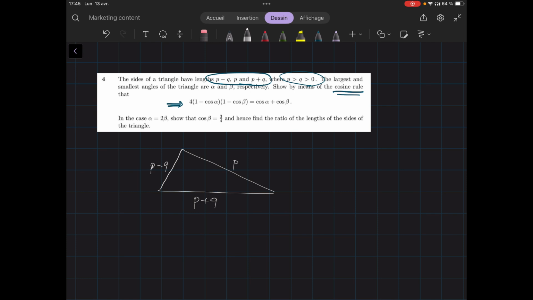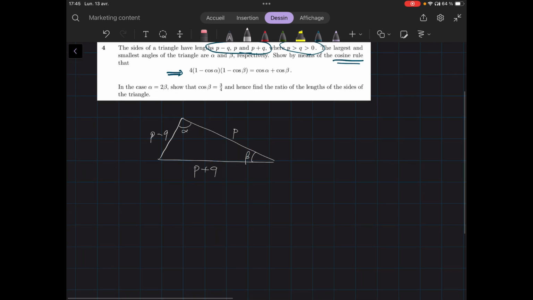We know the largest angle of a triangle is alpha. The largest angle is always opposite the longest side. And likewise, the smallest angle is always opposite the shortest side. You're asked to use the cosine rule to derive the expression. So, let's get to it.